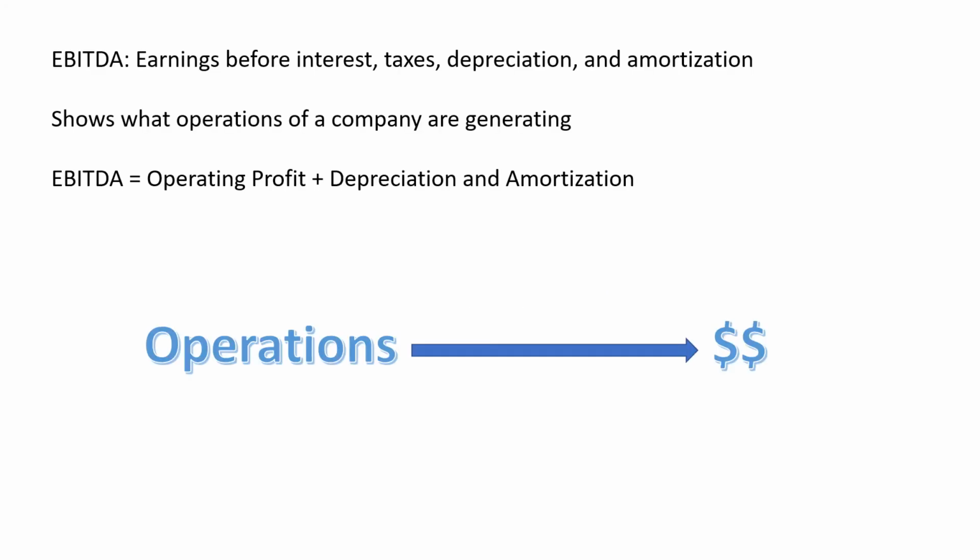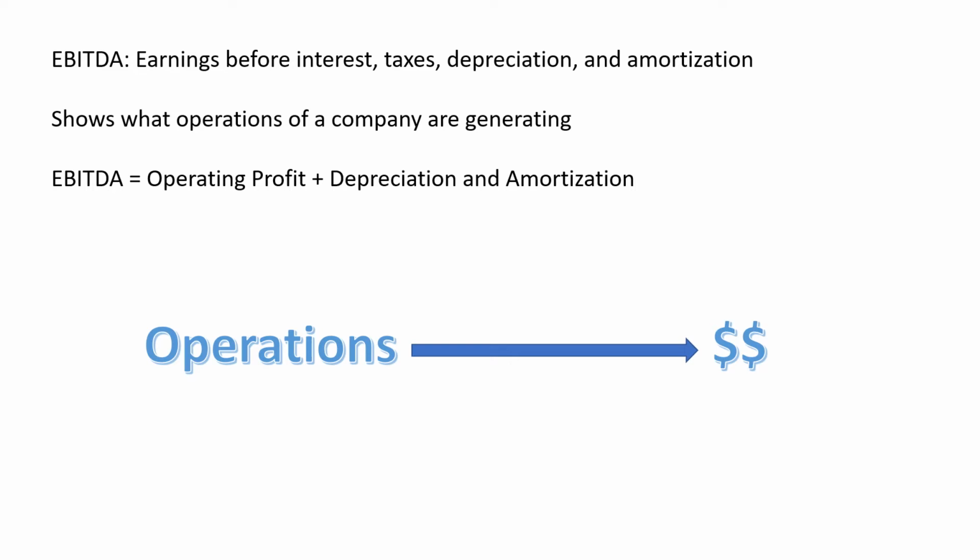What is EBITDA? Well, to begin with, EBITDA stands for earnings before interest, taxes, depreciation, and amortization. And it's a really useful number because it provides a way to evaluate a company without having to factor in financing decisions or tax environments or things like that. So it really shows what kind of income the operations of a company are generating.